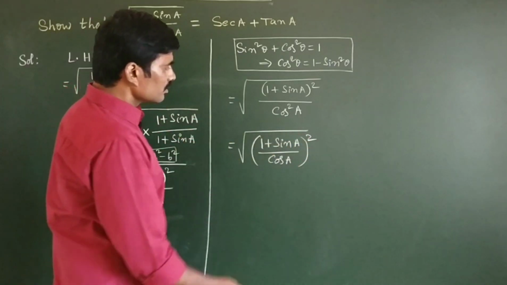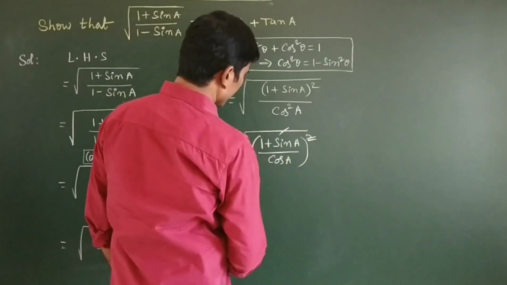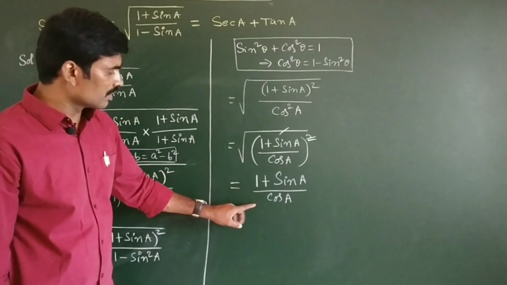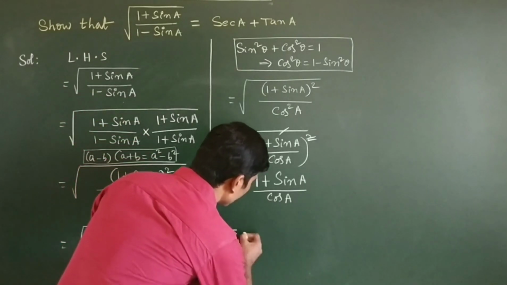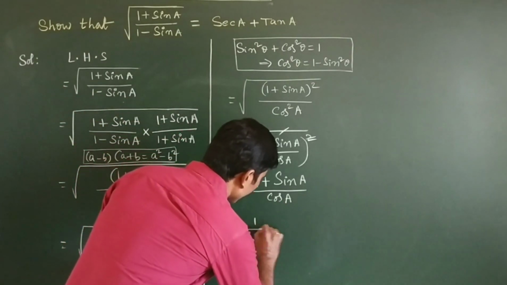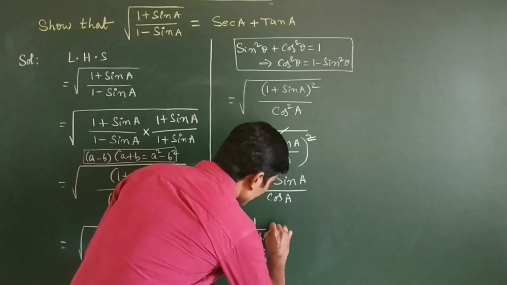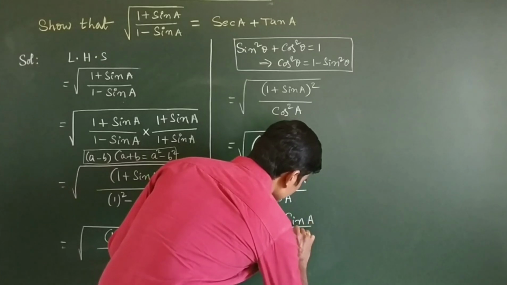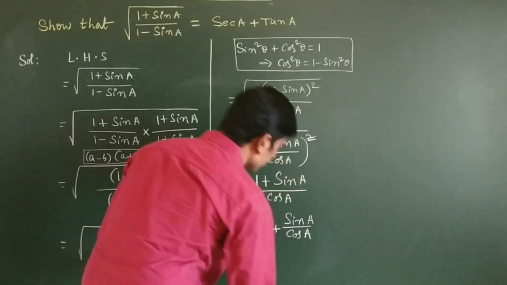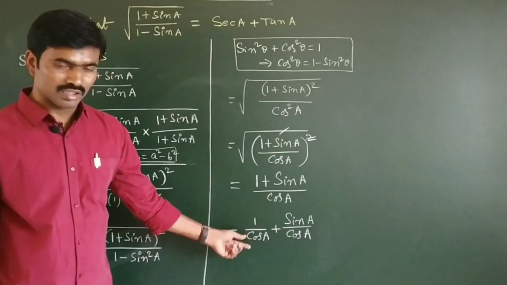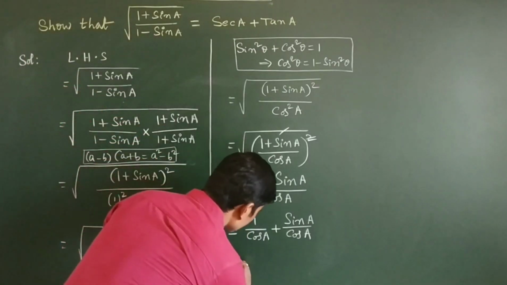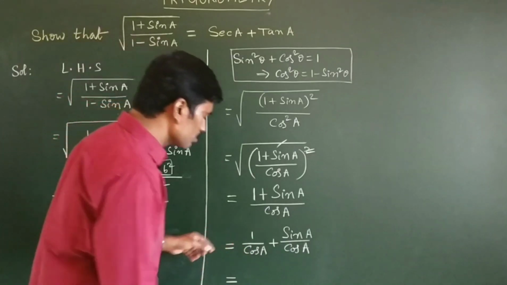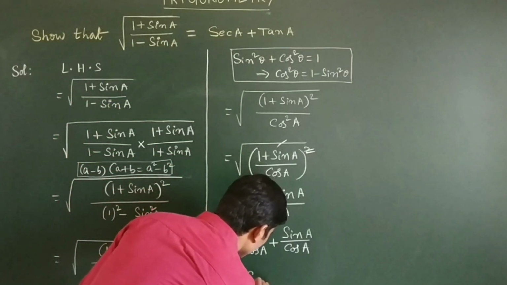By the exponent formula, the square and root will cancel. So now we will get (1 plus sin A) by cos A. Separate it by the denominator. We can write 1 by cos A plus sin A by cos A. The reciprocal of cos theta is secant theta, so 1 by cos A means secant A.